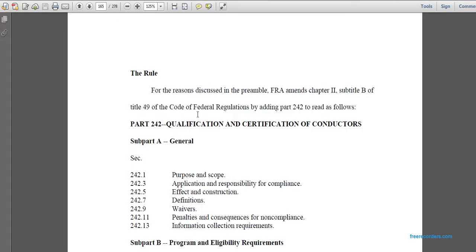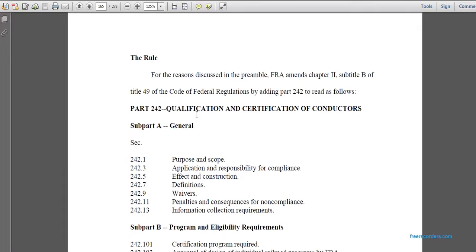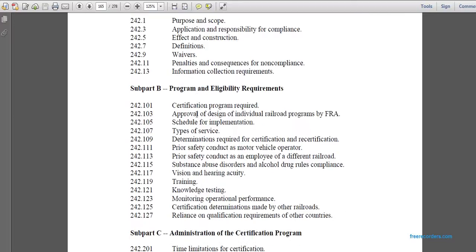242.1 Purpose and scope. 242.3 Application and responsibility for compliance. 242.5 Effect and construction. 242.7 Definitions. 242.9 Waivers. 242.11 Penalties and consequences for noncompliance. 242.13 Information collection requirements. Subpart B, Program Eligibility Requirements. 242.101 Certification program required.